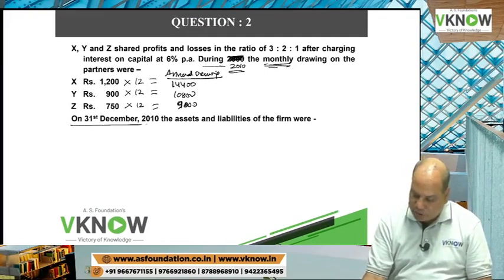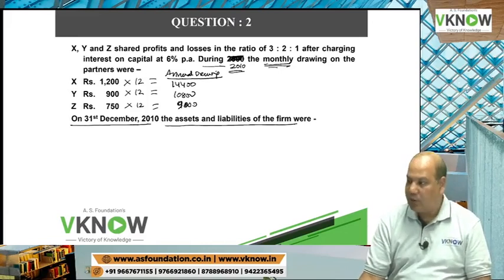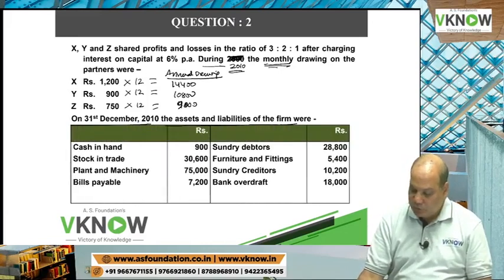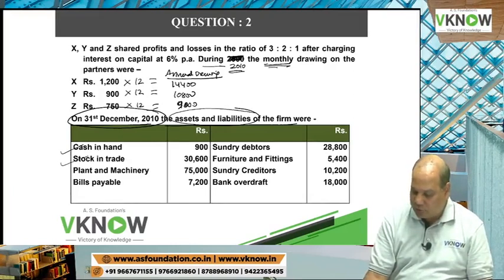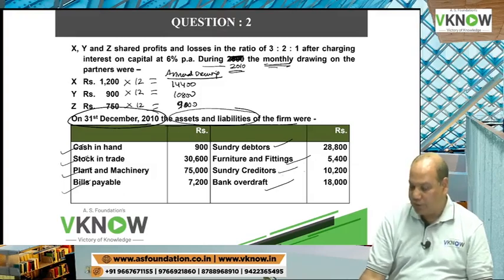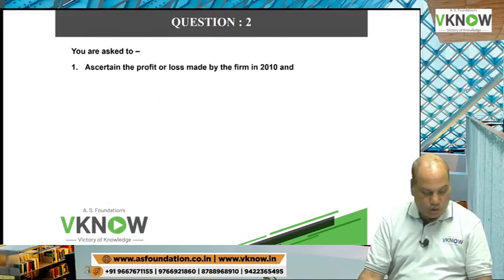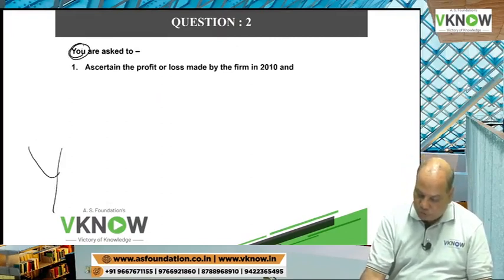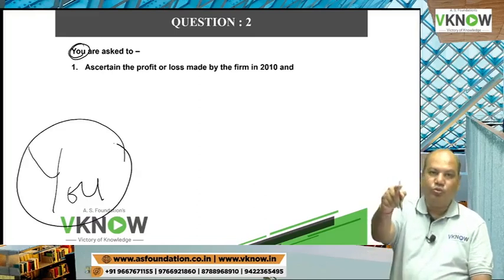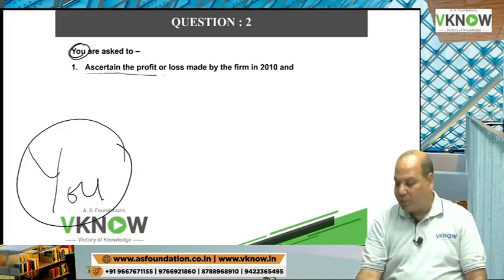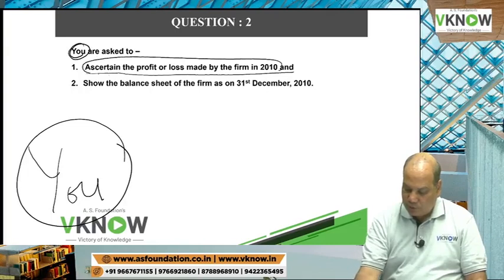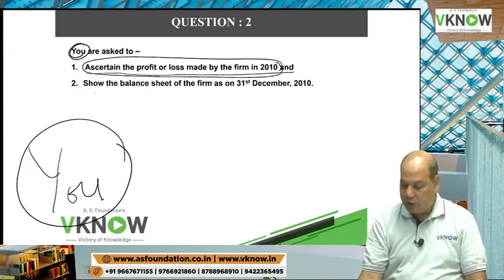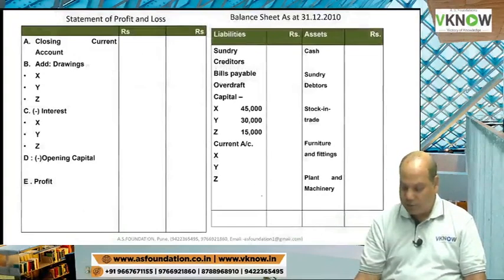Next, on 31st December 2010, the assets and liabilities of the firm were as under. So now you are given the closing balance sheet: assets and liabilities, cash, stock, plant, bills payable, debtor, furniture, creditor, bank overdraft. Next line, you are asked to ascertain the profit made by the firm in 2010. So the first question is what is the profit made by the firm? Second, prepare the balance sheet on 31st December 2010.